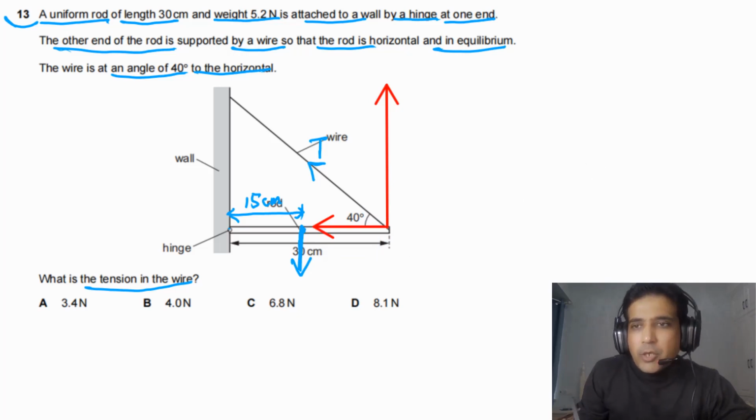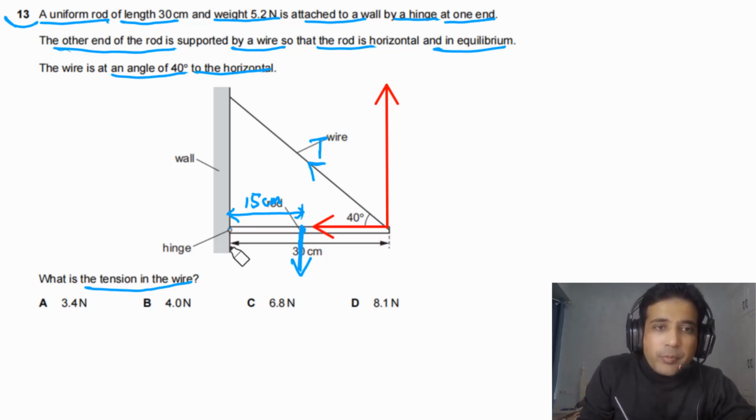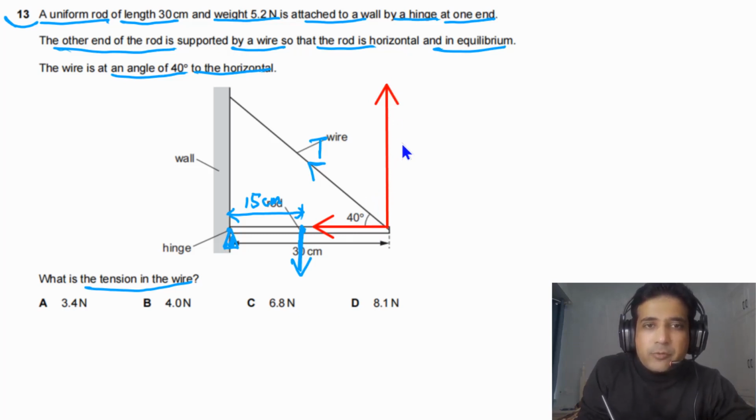Now, in this case, we need to understand moment. If we take our pivot point here at the hinge, then the moment due to this component of tension will be equal to 0. There will be moment only due to this component of tension. And this component of the tension is T sine of 40 degrees because this is not with angle. The component with angle is cosine and the other component is sine. So this is T sine of 40 degrees.